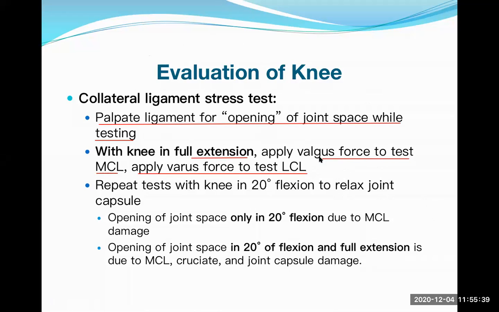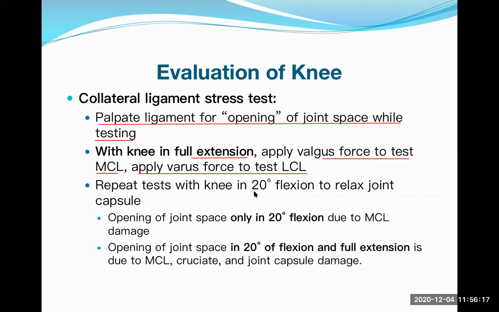Now, I'm sure you all know what valgus and varus force are. Let me ask that question again. What is valgus and varus? Anyone? Sir, valgus is toward the midline and varus is away from the midline. Exactly. So the meaning here is we are pushing either towards the midline or away from the midline, just to test whether the medial collateral ligament and lateral collateral ligament are damaged or not.